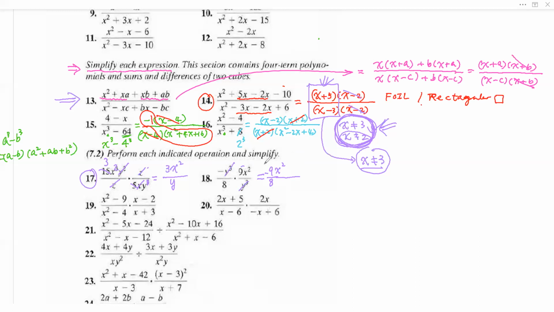Okay, let's see number 19. Let's move here. You can see this has two rational expressions, right? They are multiplied together. So we know what to do. When they are multiplied together, we just do it separately: numerator times itself and denominator times itself, by themselves.